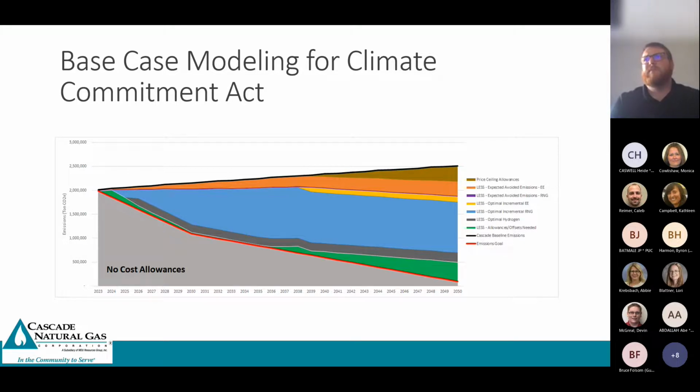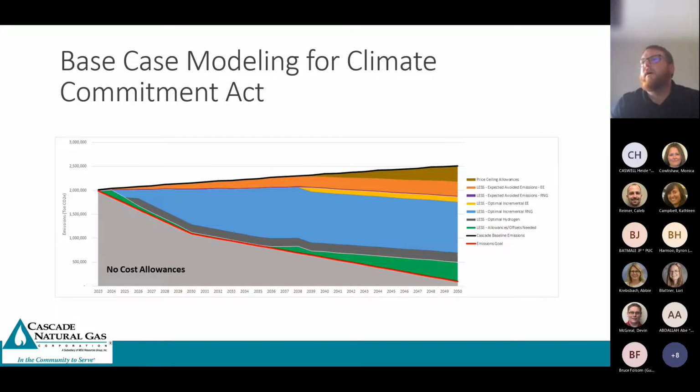And then there's allowances above and beyond that in that green area. So going back to the top, that black line is our baseline emissions that we forecast. So that's including climate change. And then in that orange, that's where we have our expected energy efficiency. So that's the energy efficiency that we got from Monica and Caleb's team.